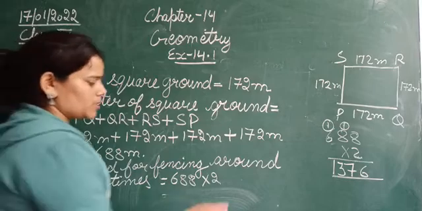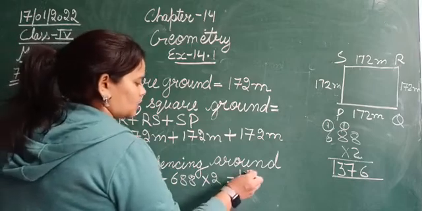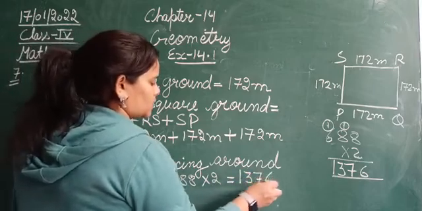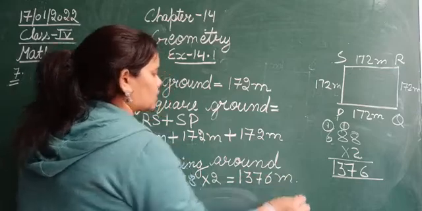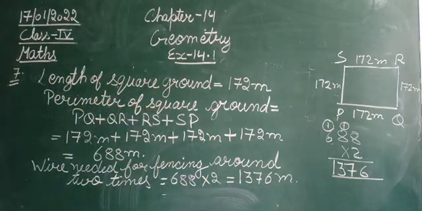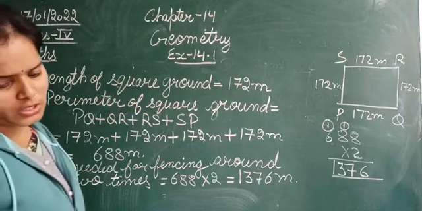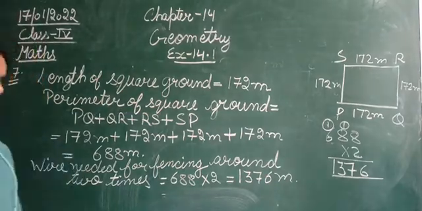Okay, that is equal to 1376 meter. Now the question was, how much wire was needed for fencing around it 2 times.